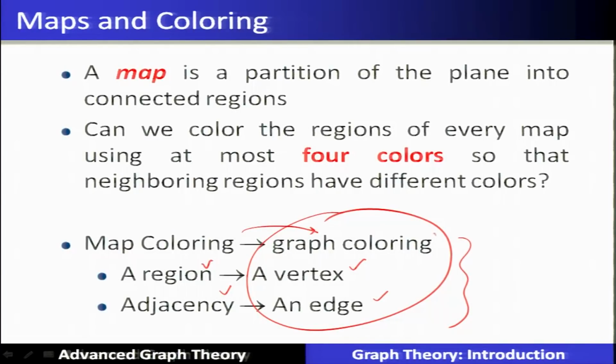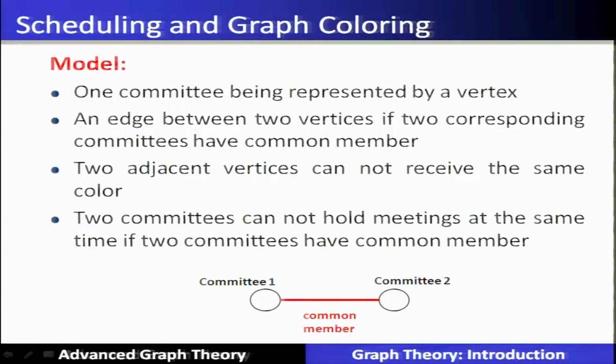That means you can find out the chromatic number of a graph and check whether it is at most 4 or not. So, the map coloring problem can be solved using a graph coloring problem. Now, we are going to see more applications and how the graph theory model can solve a particular problem efficiently or analyze the problem to the satisfaction of the solution.